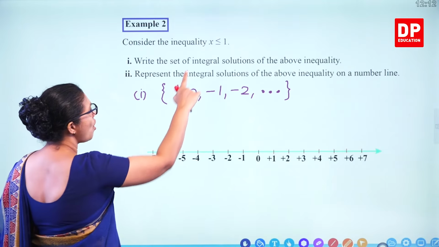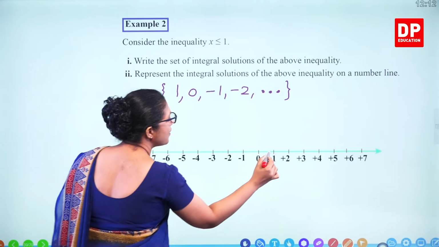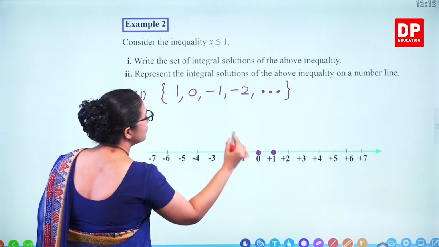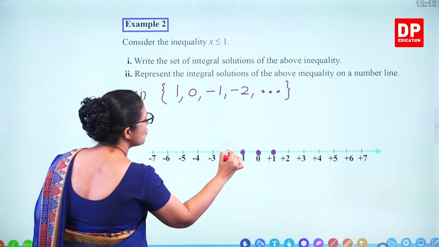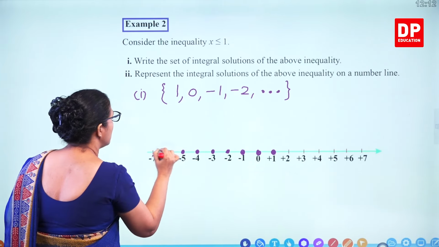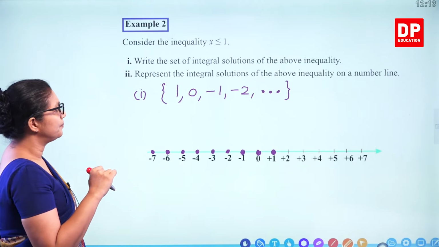How do you represent the integral solutions of the above inequality on a number line? You can draw solid circles for equal values. 1 is included. 0, minus 1, minus 2. All these integers satisfy this inequality.